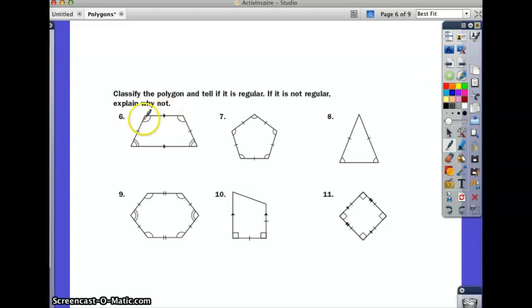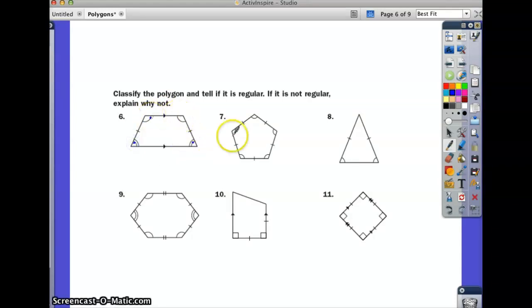First, number 6 here, this is a quadrilateral. It has 1 pair of parallel sides, which makes it a trapezoid. A trapezoid quadrilateral is what this would be. Number 7, 5-sided pentagon. And let's go back to 6. It says if it's regular or not. It's obviously not regular because all these sides are different lengths, and these angles are different from those angles.